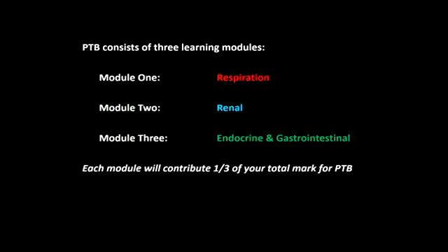So 3 modules. Respiration is module 1. That's the first 4 weeks. And then the next 3, so 5, 6 and 7, are the kidney or the renal system. And then we have the last module, which is the same weighting as the other ones. They're all worth 1/3 of your mark, but it's actually 2 topics, so endocrine and gastrointestinal system.